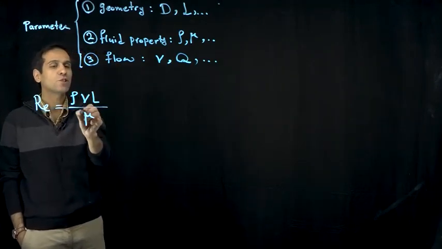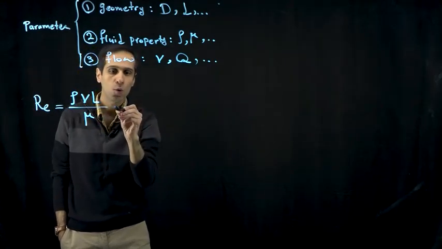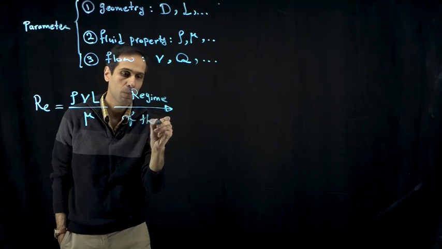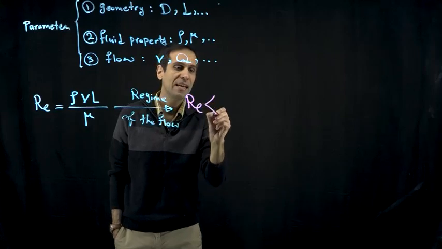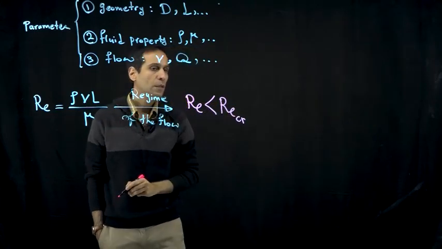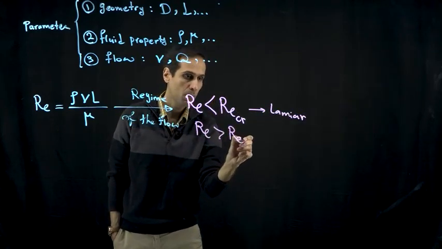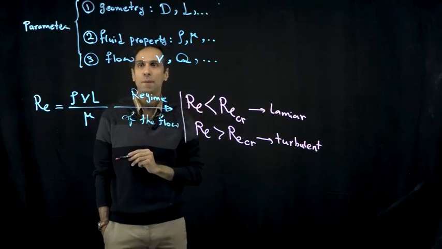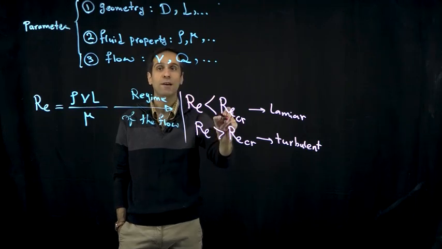Non-dimensionalizing has its own advantages. For example, for this one, Reynolds shows the regime of the flow. If Reynolds is less than a critical value, the flow is laminar. Otherwise, the flow is turbulent. This critical value depends on the geometry. For example, for the pipe flow it is 2300, and for a flat plate, external flow, it's 500,000.